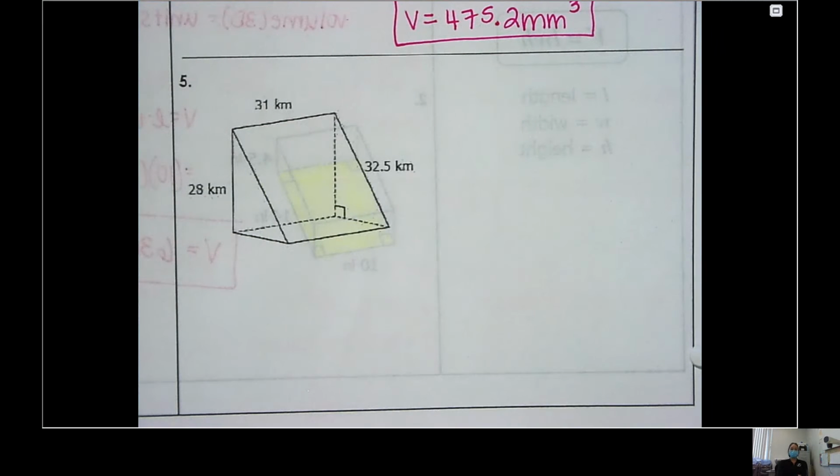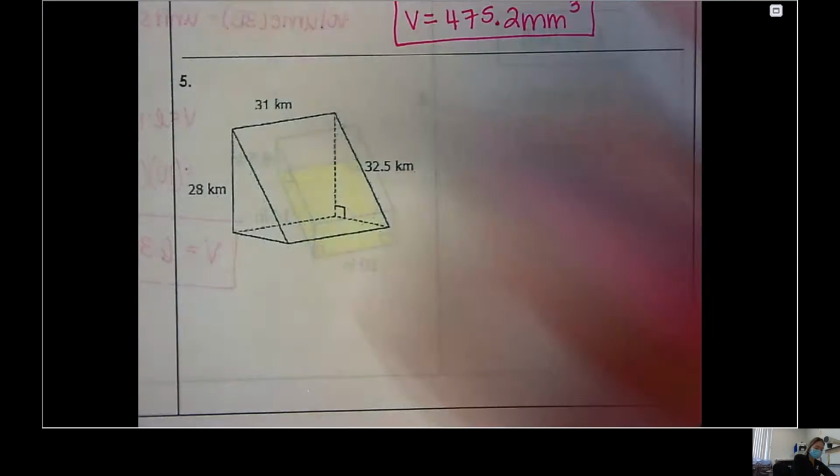Okay, now we did not finish number 5, and I'm going to ask that you really pay attention to this one. This is like the most involved question, okay? Number 5, I want to find the volume of that prism. What kind of prism is number 5? Triangular prism. Okay.